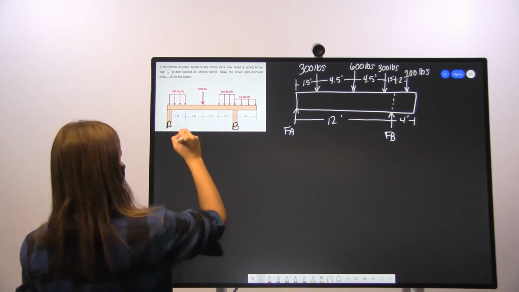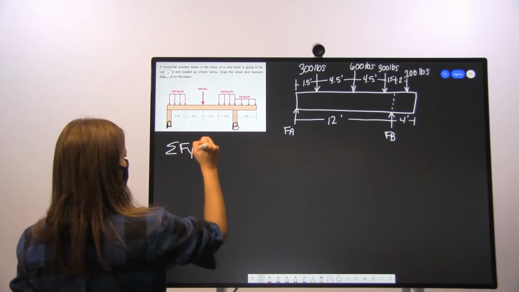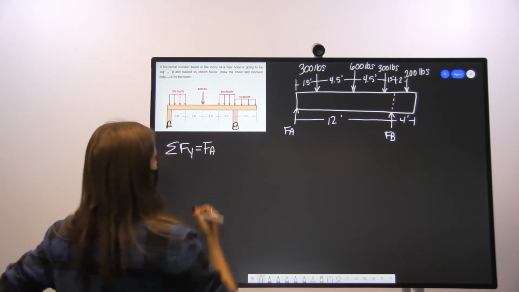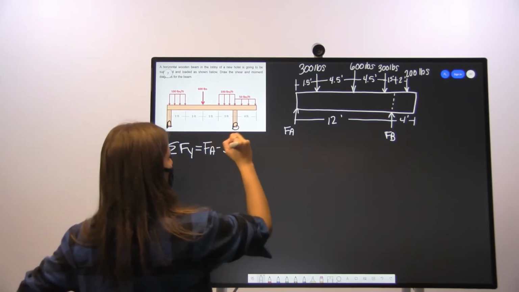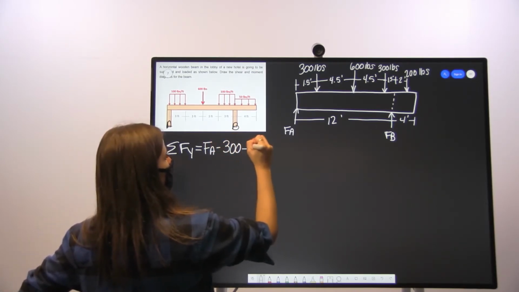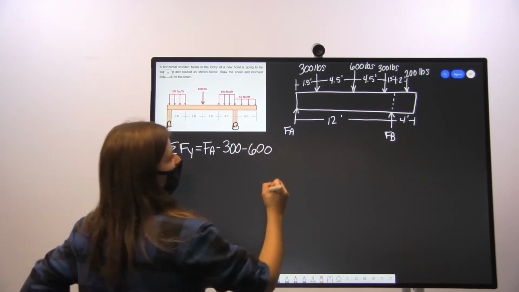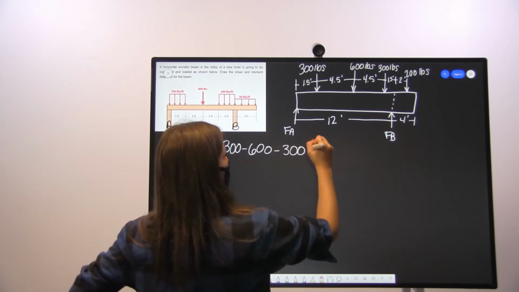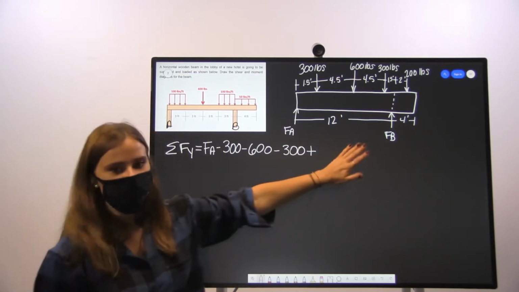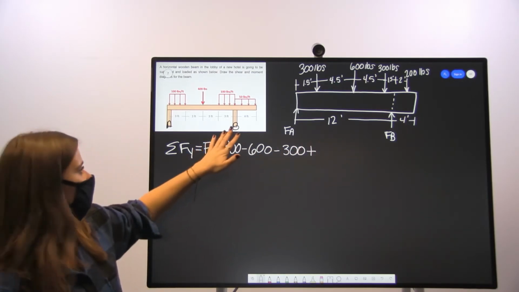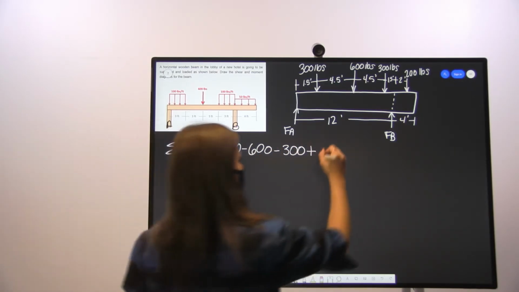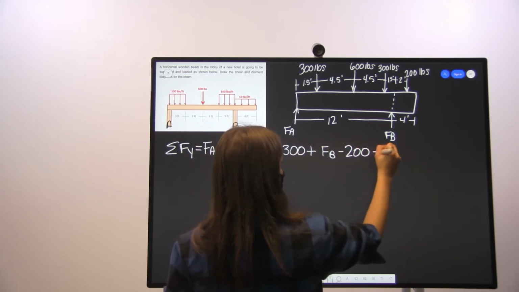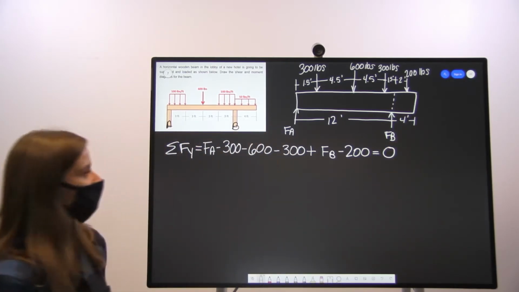Okay. Sum of forces in the y direction. So start with the positive force A, right here at the far left. Then minus 300 pounds. Subtract another 600 pounds. Subtract 300 pounds. Then we're going to add force B. So this force B right here, we're adding that. And then subtracting 200 pounds. We subtract when they're in the downward direction, since downward is negative. That equals 0.